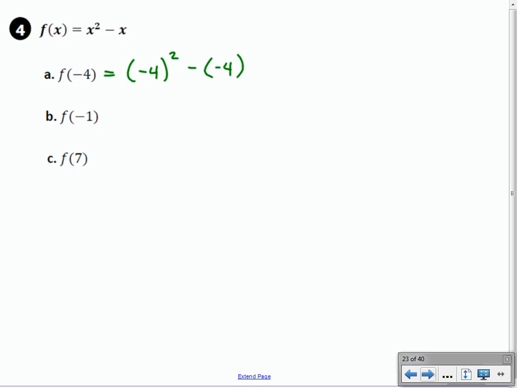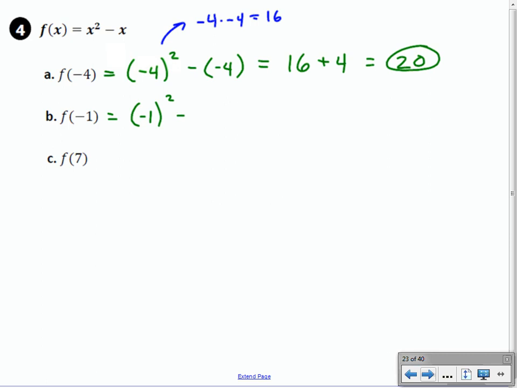Now remember that squaring a number means we're multiplying it by itself. So negative 4 times negative 4 gives us a positive 16. So this is really 16. And if I'm subtracting a negative 4, that's the same as adding 4. So we get 20. So we found that for this function, when x is negative 4, y is 20. And I can do that for each of these.